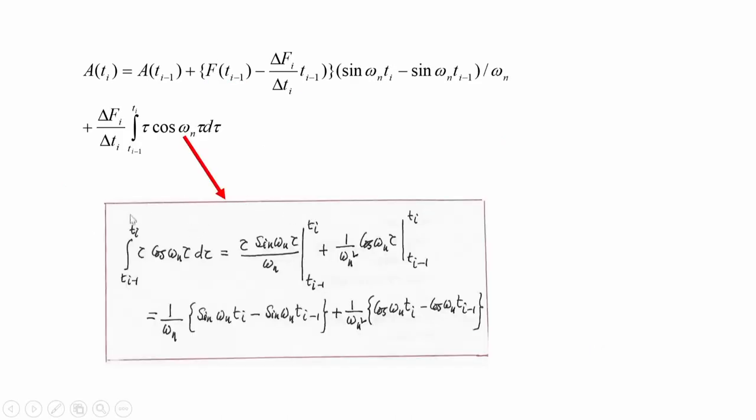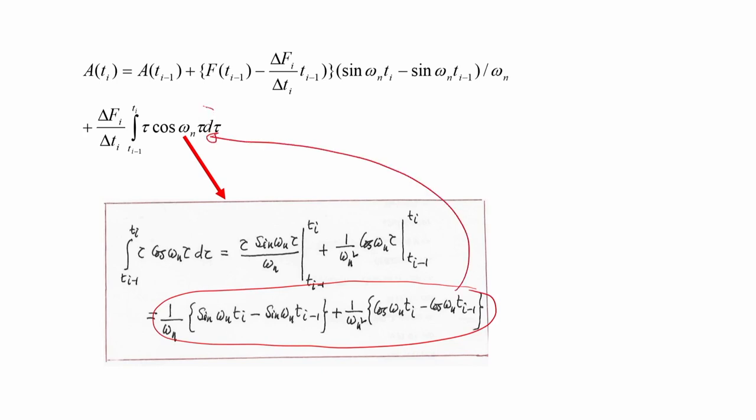So you can see this integration is done here and the final result is 1 by ωn into sin ωn Ti minus sin ωn Ti-1 plus 1 by ωn square into cos ωn Ti minus cos ωn Ti-1. So we shall write this final value now in this expression, okay. Then we can arrange and get the full expression for A(Ti).